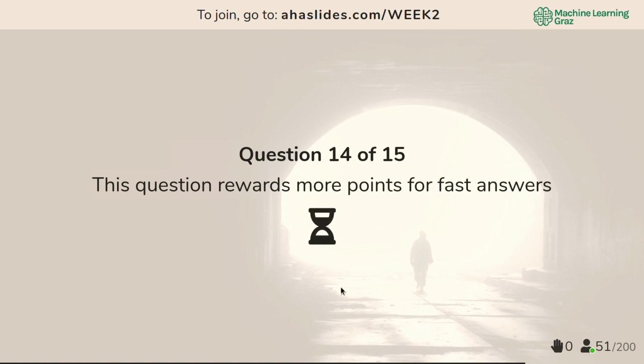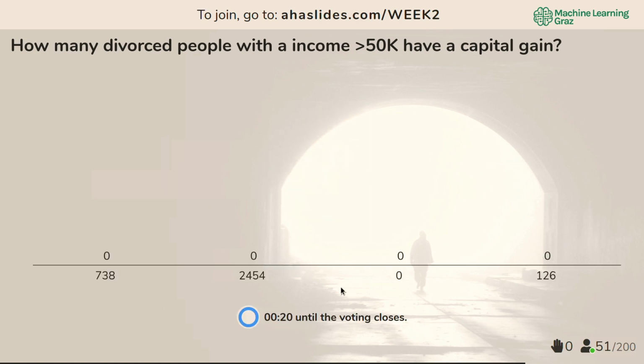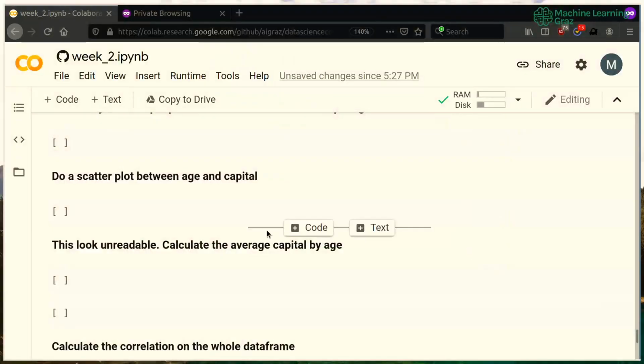So, this was very similar, but with a small twist. How many divorced people with an income of over 50K have a capital gain? So let's see how well you did this time. Okay, so time's up, and let's see how well. And yeah, most people got it right, but in case you had a hard time, let's go through the solution. So there are multiple ways to do this, but due to time constraints, we'll show you just one for now.